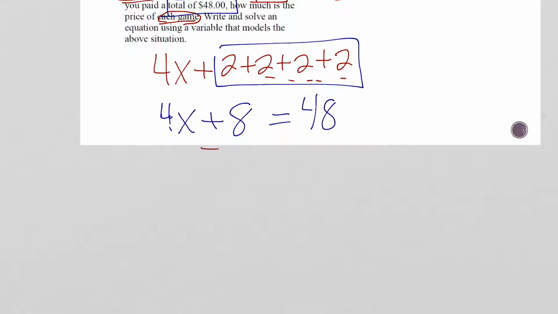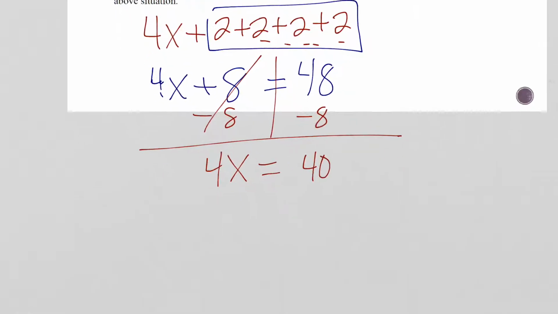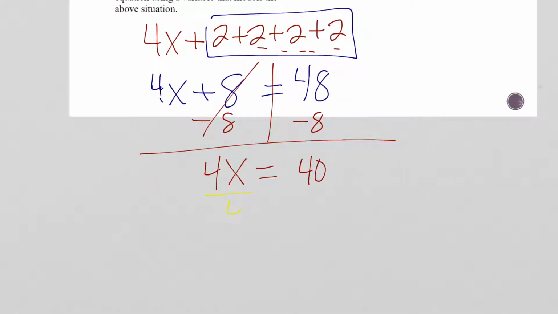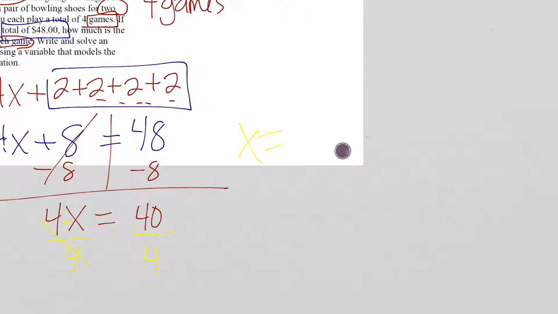So now I'm going to subtract 8 from both sides of my equal sign, and I'm going to get 4x equals 40. Then I'm going to divide both sides by 4 because the opposite of multiplying by 4 is to divide by 4. So that means that each game costs $10.